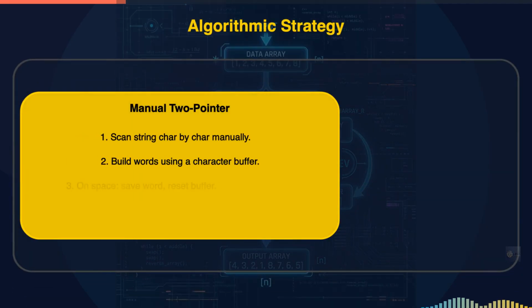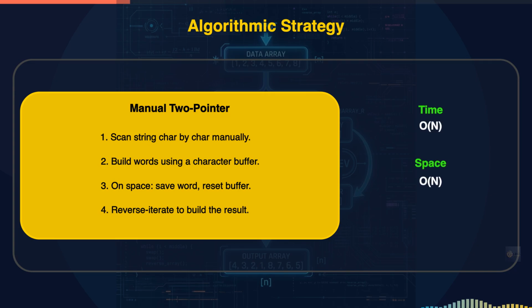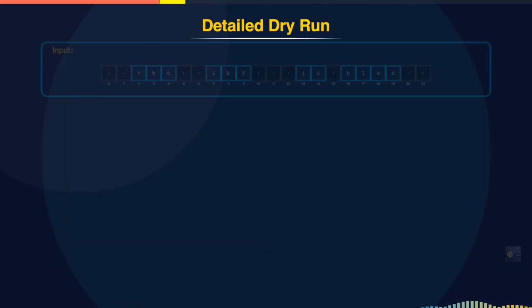Our strategy today is the manual two-pointer technique, no built-in split or reverse functions allowed. We follow a clean three-step process. First, we manually scan the string from left to right, building each word character by character. When we hit a space, we save the word and reset. Second, we collect all words into a list. Third, we build our result by iterating through the list in reverse, joining them with a single space. No split, no join, no reverse function. Pure manual logic. Now, let us dive into the dry run.